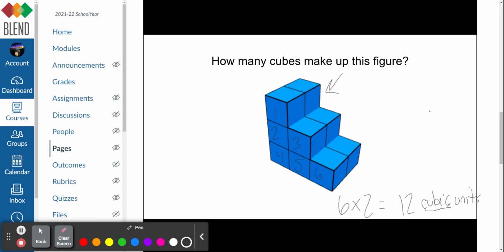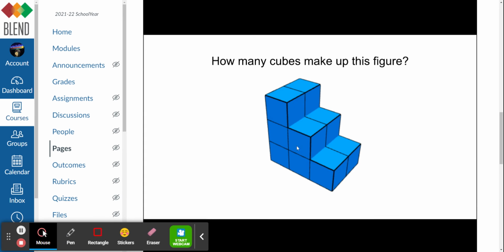And as you notice, we're not using square units, we're using cubic units. So a unit looks like that, a square unit looks like that, and then finally now we're on cubic units, so we have the 3D unit. So this is a unit, this is a square unit, and this is a cubic unit. So this is 12 cubic units.